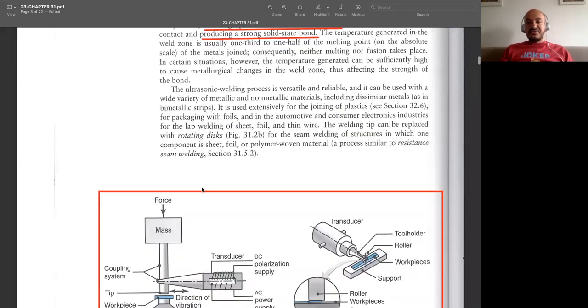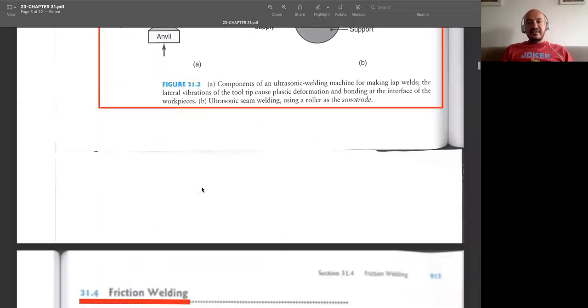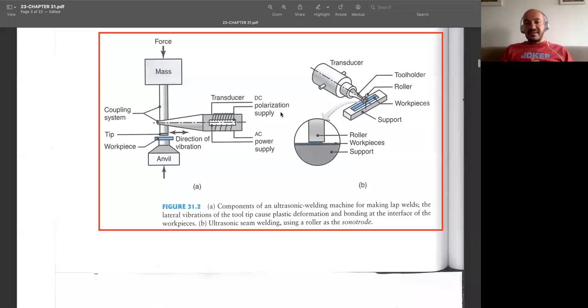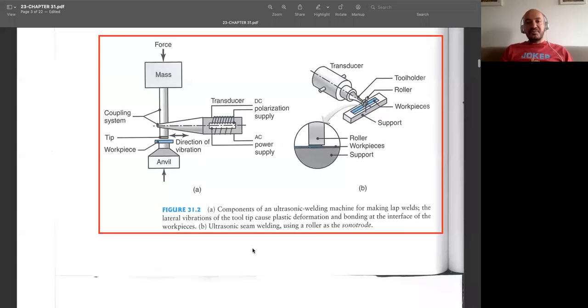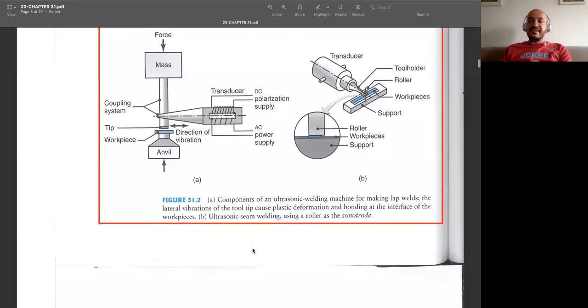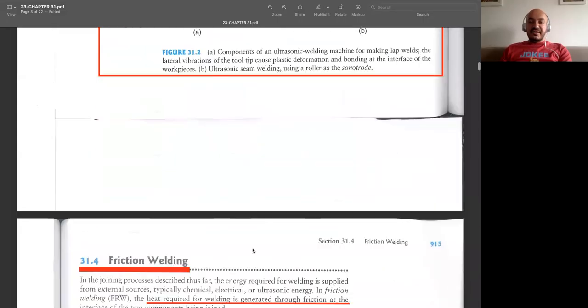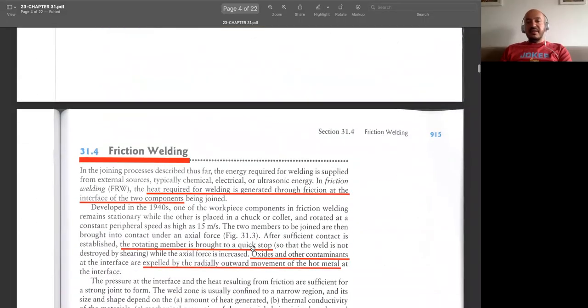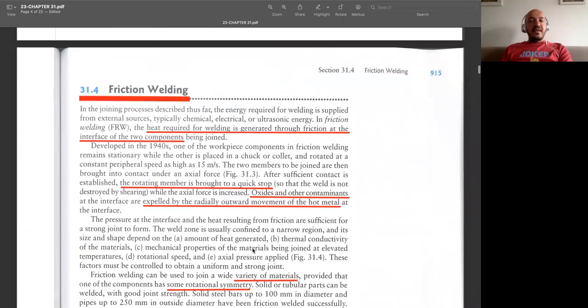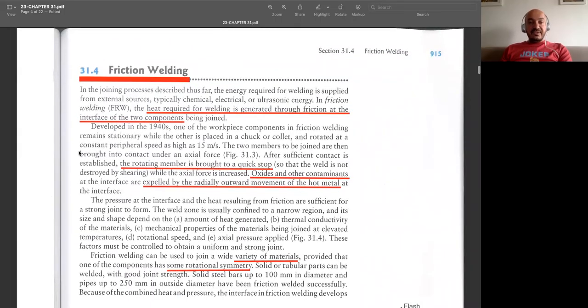The strength of the bond is quite high, but the equipment is expensive. So it's up to you. You should consider your requirements and then decide whether this one is a nice approach for your company or not. Now we'll discuss another group of welding processes.